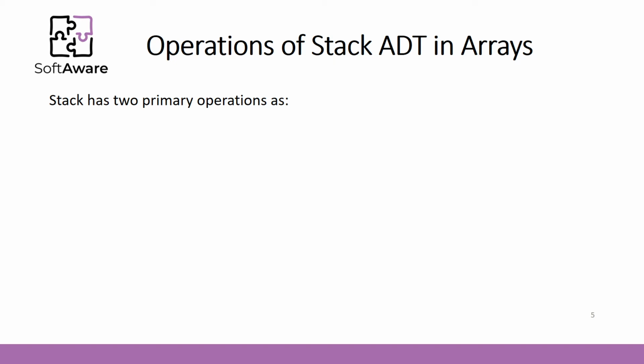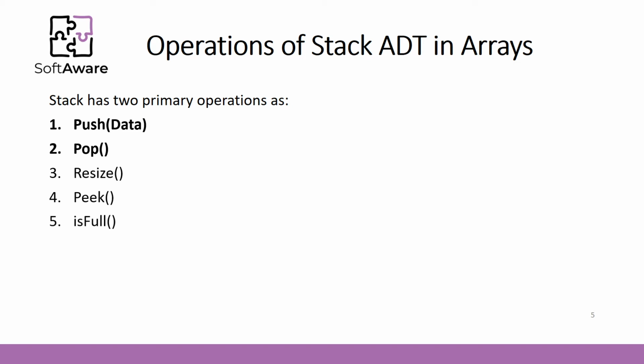A stack has 2 primary operations: push, with some data, for pushing or storing an element on the stack; and pop, for removing a previously pushed element from the stack. Other operations are resize, to resize a fully filled array of the stack; peek, for getting the top element of the stack without removing it; isFull, for checking if the stack is full; and isEmpty, for checking if the stack is empty.